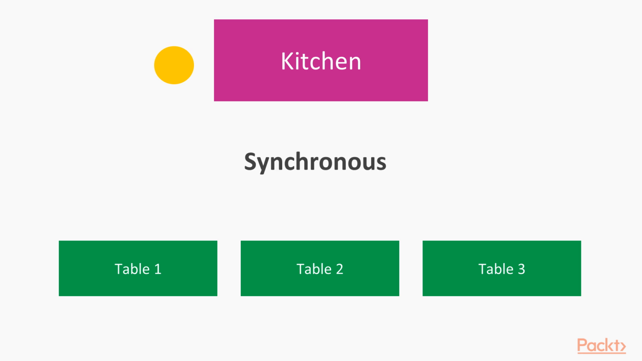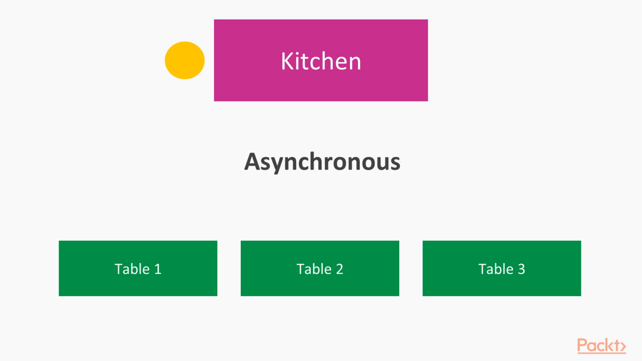Here I have a restaurant which functions in a synchronous manner. So in a synchronous restaurant, the waiter goes to table 1 and takes table 1's order, then goes back to the kitchen and lets the kitchen know about it, and then he waits while the food is being prepared. Once the food is prepared, the waiter takes the order and serves table 1. After that, he moves on to take the order of table 2.